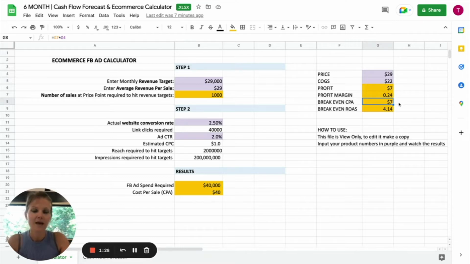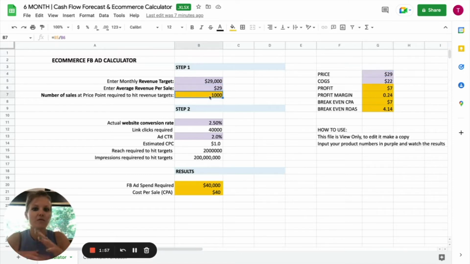As an advertiser, I'm looking at the viability of a product in terms of, do we have the margins to be able to profitably scale with ads? So I put in my price and I put in my cost of goods. And then this founder, just from a conversation, wanted to see how much he had to spend on Facebook to get $29,000 worth of revenue. So we put in a monthly revenue target of $29,000. And then the average revenue per sale is $29.